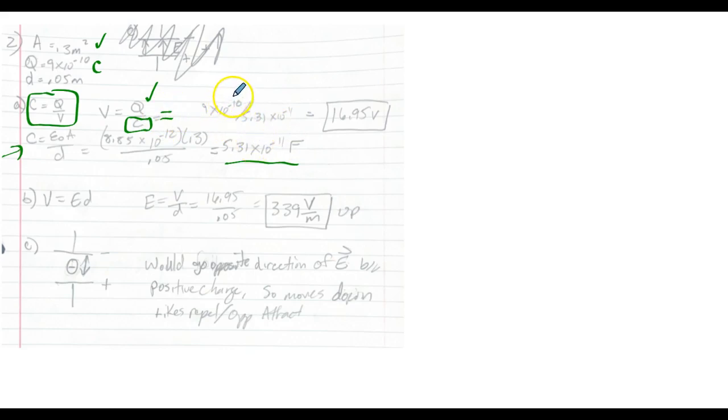So 9 times 10 to the negative 10th is the charge, divided by 5.31 times 10 to the negative 11, writing's bad. That'll get me 16.95 volts. So that is the voltage across those plates. From there, it's just using the other equations that relate voltage to electric field. The voltage is equal to E, the electric field strength, times the separation between the plates. If we solve for E, it's V over D. So 16.95 divided by 0.05 is 339.